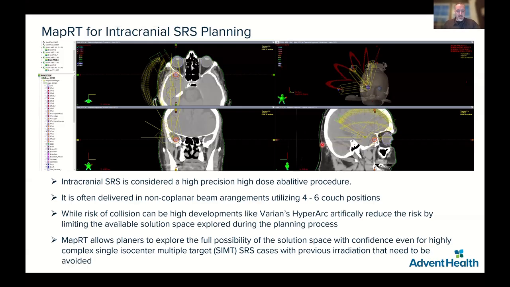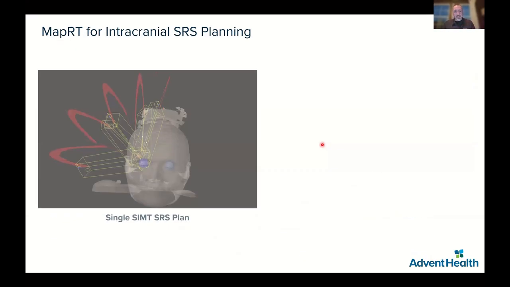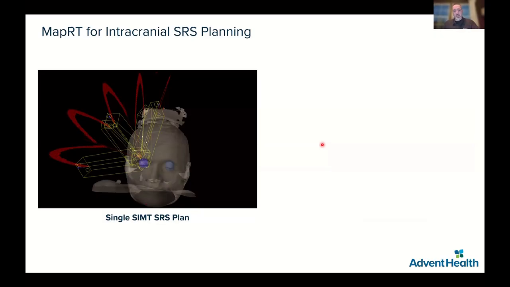Some vendors like Varian have introduced HyperArc, which is kind of an aggressive way of reducing the chance of collision by completely eliminating all of the solution space and limiting it to exactly one solution space. So you have one beam arrangement that you can deliver. You have to use a very set immobilization, and that allows you to essentially do this with a high degree of certainty you aren't going to collide. But that doesn't always produce the highest quality plan. So MapRT allows us to explore the entirety of the solution space and still have the high degree of certainty that we are not going to collide with our patient.